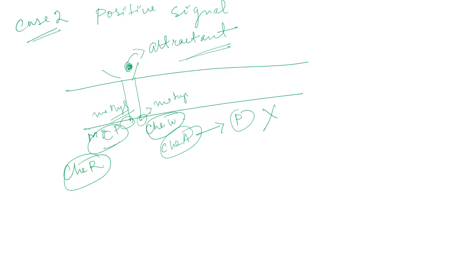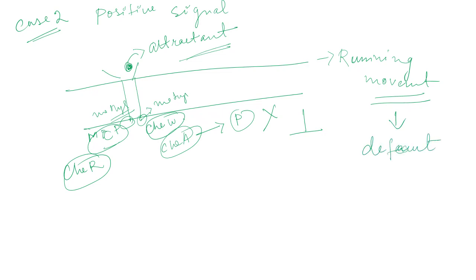So if the phosphorylation is restricted, then the further process which we understood in the negative signal will be inhibited, and hence the running movement will take place. This is the default movement of bacteria. So this is all about the movement in bacteria, or chemotaxis. Okay, thank you.